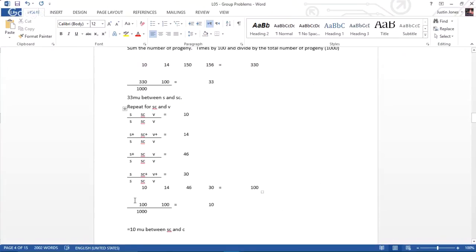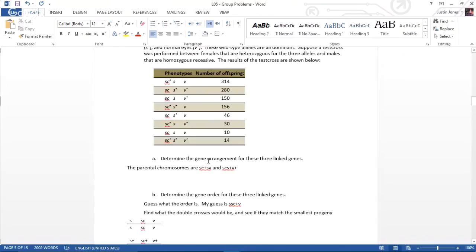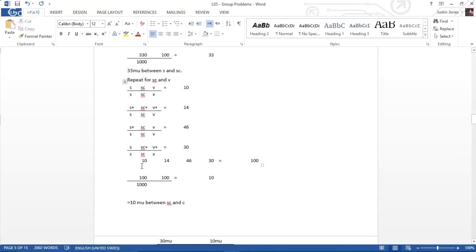And we're going to have to do the other thing for SC and V. So these 2 were already presented. They're the double crossover. They're going to be there. So then if there's just one other crossover, it's just going to be this S that's changing. And if you come back up here to the numbers, 46 and 30, 46 and 30, add them all together, you get 100.